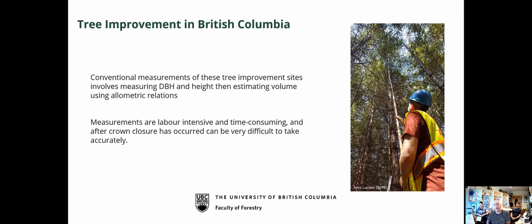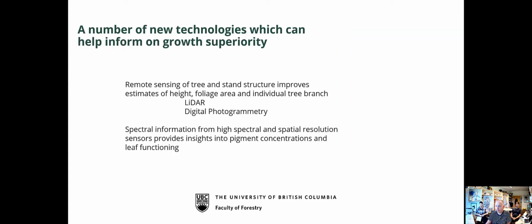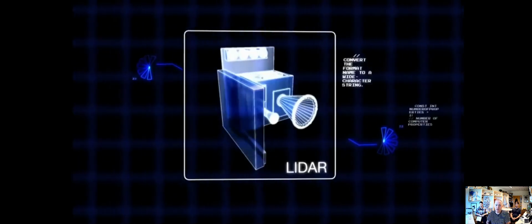So as a result, new technologies to help us understand how to measure these trees over time would really help our tree improvement programs both in British Columbia and globally. We've seen a real revolution in the way we can apply technologies to help us do this. These technologies, remote sensing based, can be focused on technologies like LiDAR and digital photogrammetry, which can improve our understanding of the structure of the trees, as well as spectral information, which gives insight into the functioning of the foliage itself. I'm sure you're familiar with these technologies, so I'll move through them quickly.